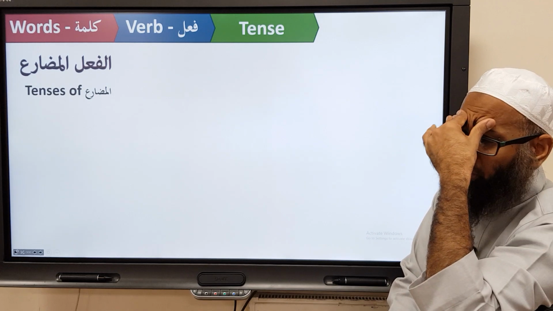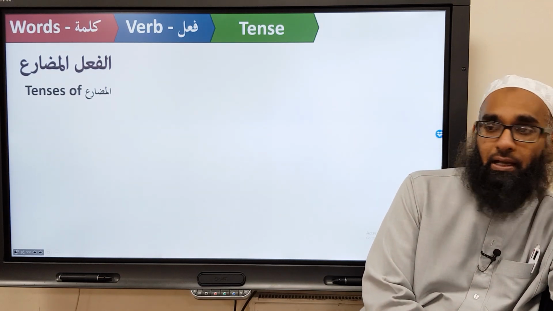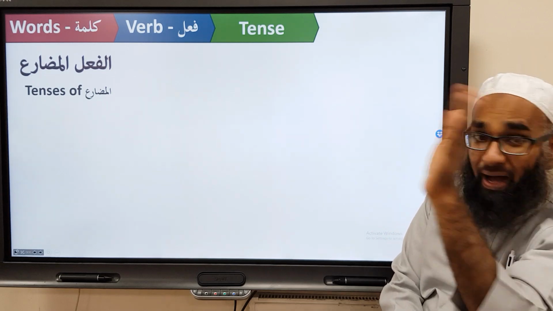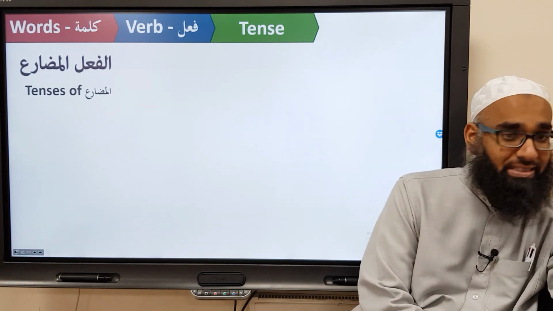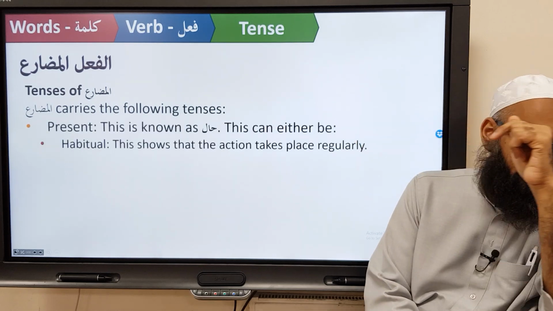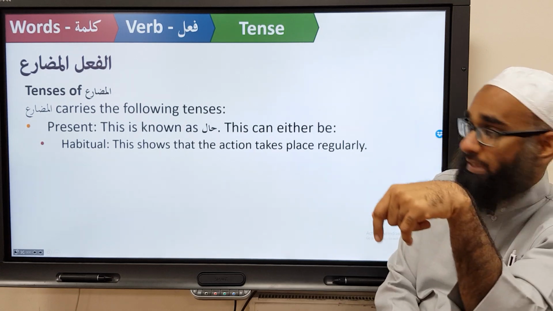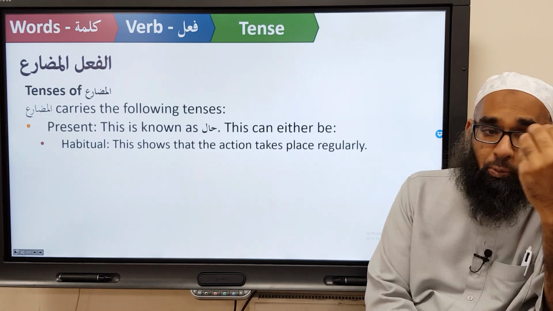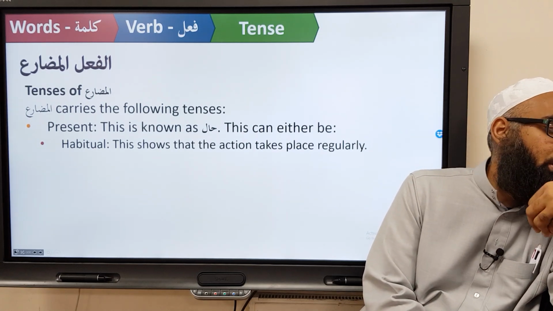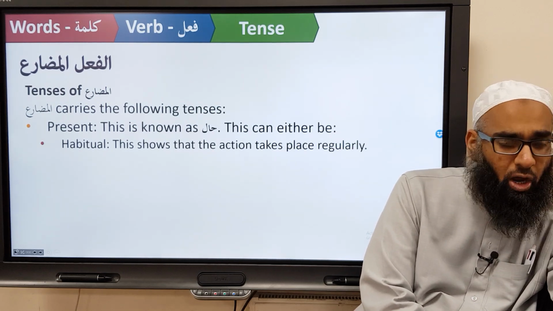Now, the Fa'l al-Mudari, unlike the Fa'l al-Madhi, carries various tenses. Al-Madhi has one tense, the past. But Al-Mudari has various tenses. Which are these? One is present, known as the hal, the now. The present tense can be present continuous or present habitual. What does present habitual mean? Something happens regularly, maybe not now, but happens regularly.